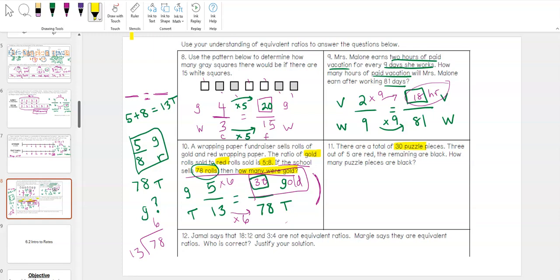There are a total of 30 puzzle pieces. 3 out of 5 are red. The remaining are black. How many are black? So 3 out of 5 are red. So 3 are red out of 5 total. The rest of them are black. How many would be black if 3 out of 5 were red and the rest are black? That would leave 2 left over. I subtracted.